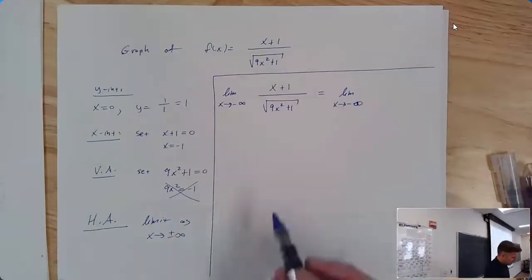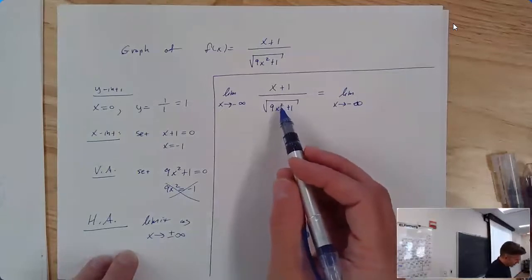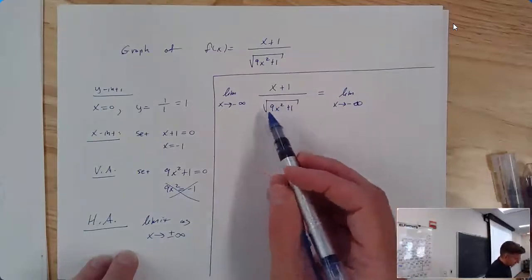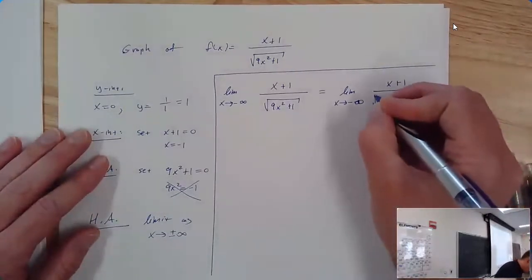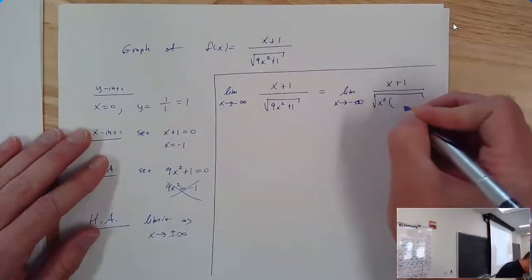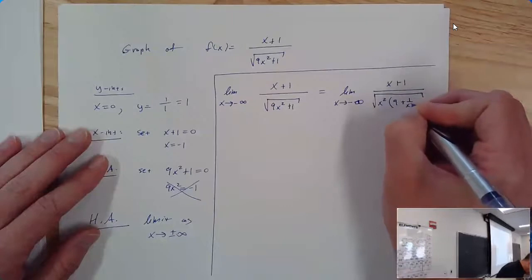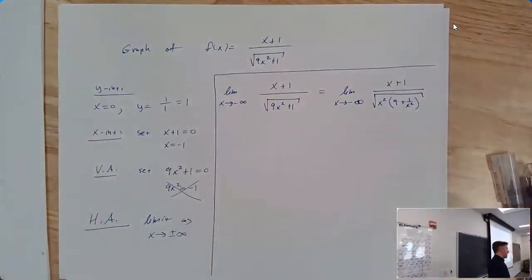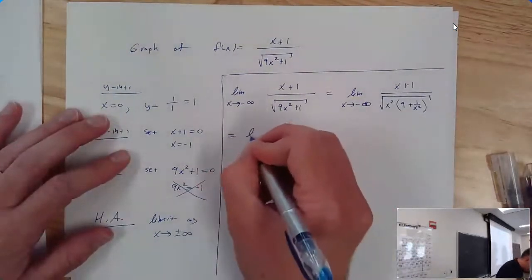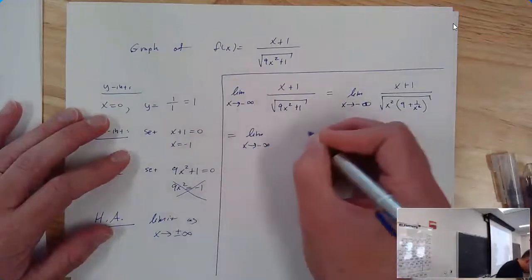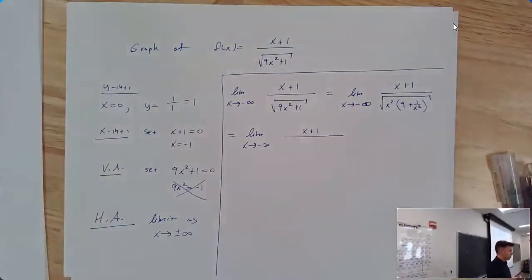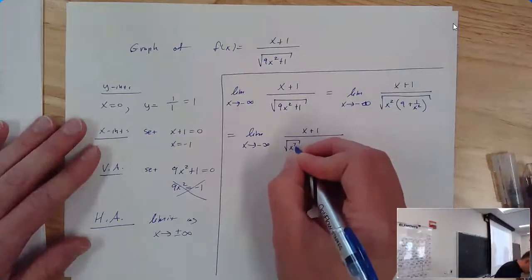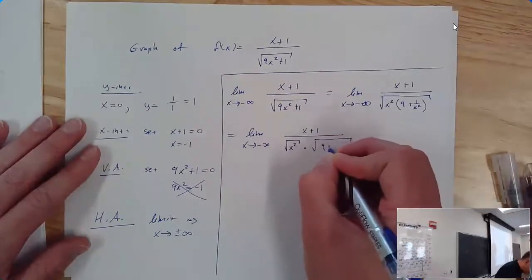Well, what we have to do here is kind of deal with that x squared. So we're going to factor out the x squared from inside here. I'm going to write this as x plus 1 over the square root of x squared times 9 plus 1 over x squared. Factored or divided out an x squared. And now I'm going to break this up as the limit as x goes to minus infinity of x plus 1 over, I'm just going to rewrite this. The square root of a product is the product of the square roots. I have the square root of x squared times the square root of 9 plus 1 over x squared.